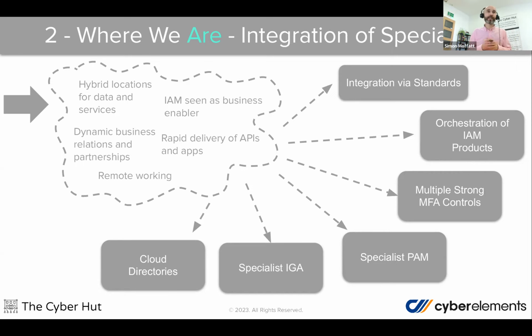And then clearly things like remote working, a huge emphasis on this in the last 2 to 3 years, with the pandemic certainly amplifying that. Suddenly things are more dynamic: relationships, locations, and such. And that, I think, has then driven specialisms. We have specialist privilege access management, specialist governance administration, specialist directories, and maybe an orchestration style model. You're trying to glue together lots of technologies.